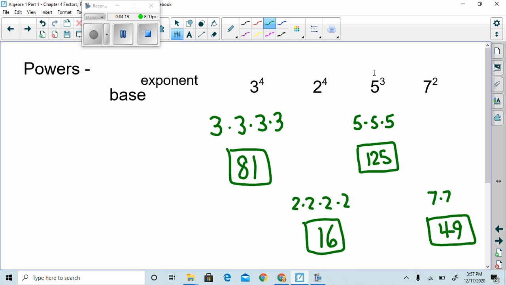Now, as I was saying these, 3 to the 4th, 2 to the 4th, 5 to the 3rd, which is also 5 cubed. When it's raised to the 3rd power, we call it cubed. And when we look at something to the 2nd power, it is squared. I'm just going over this to see what you remember, and we'll definitely do this in a formalized lesson when we return from break.